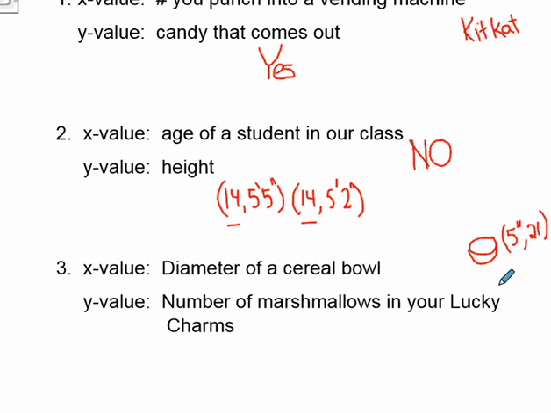Now, is it possible that the next day when I use the same bowl, so I've got a diameter of 5 inches again, and I pour another bowl of Lucky Charms, and I count my marshmallows, could I have 26 marshmallows? I sure could, right? Because you never know how many marshmallows are going to come out. So here I have the same X values that are going to different Y values. So this one is definitely not a function.